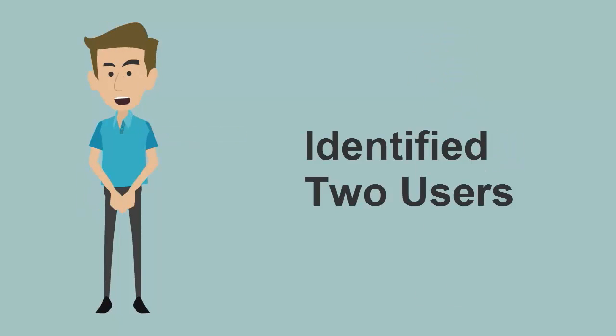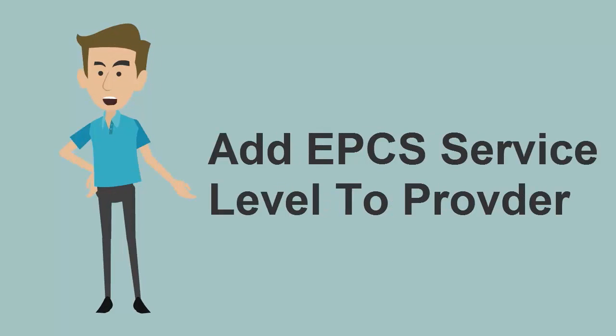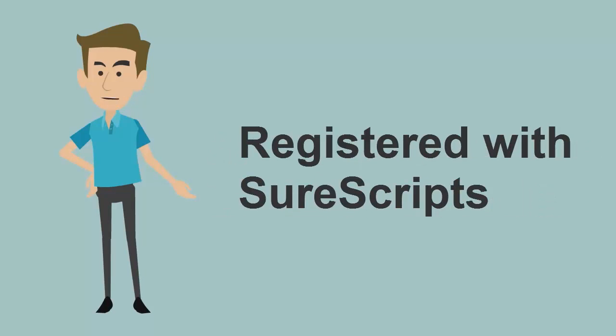Now that you've identified 2 users to manage access controls for EPCS, let's set up the first provider. Step 2. Add the EPCS service level to the prescriber location. Now, let's add the EPCS service level to the provider. Most providers have already been registered with SureScripts.